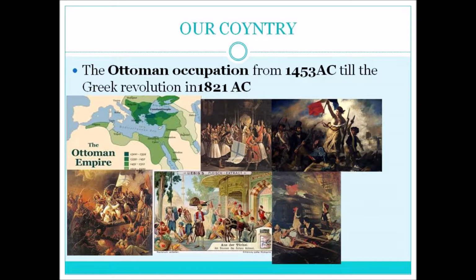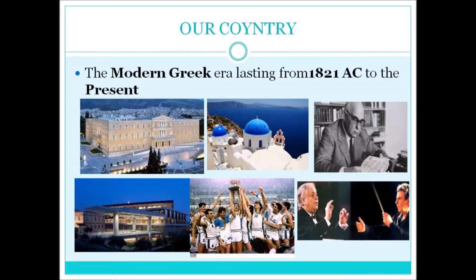In this slide we can see Greece under the Ottoman occupation, covering a period from 1453 until the Greek Revolution in 1821. Here you can see the Ottoman Empire, and all the other drawings depict the Greek Revolution. The modern Greece covers a period from 1821 to the present.